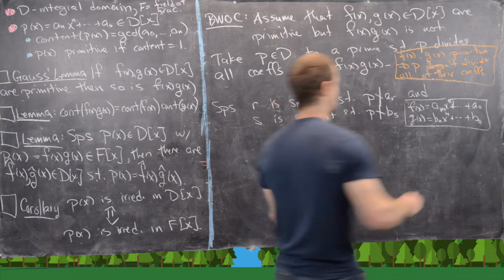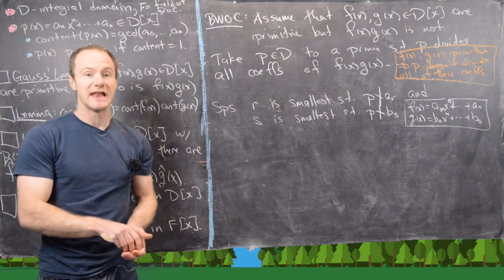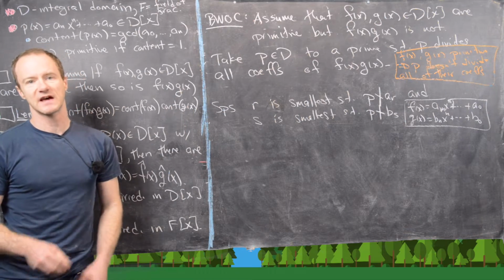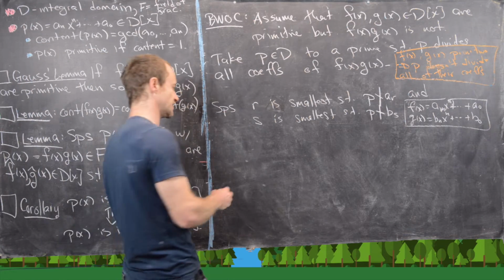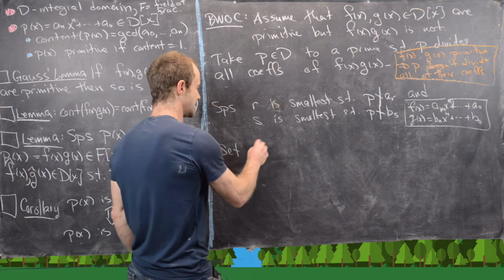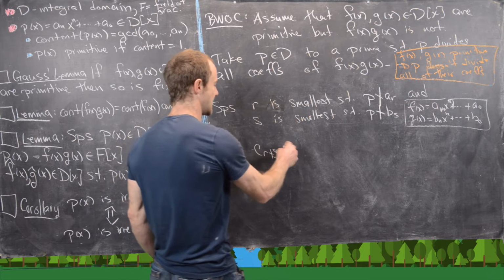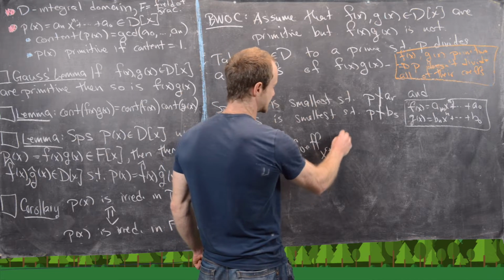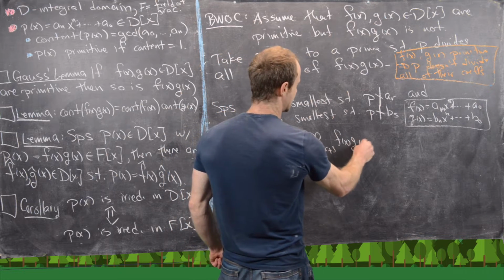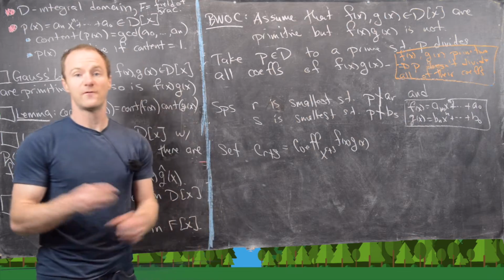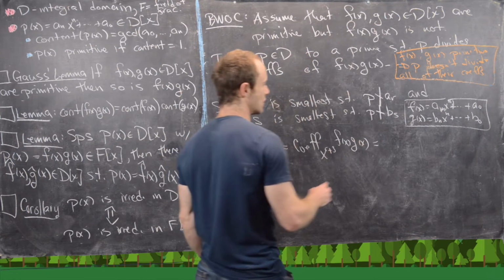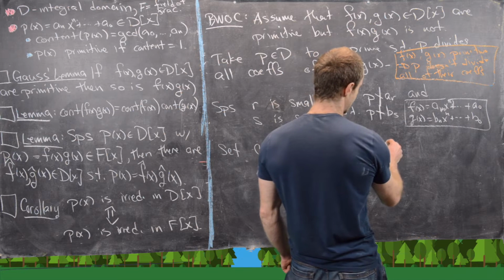So that's the notation that we're using here. Now we'll use the fact that P divides all of the coefficients of f times g in order to get a contradiction. So let's go ahead and set c_{r+s} equal to the coefficient of x^{r+s} in f(x) times g(x). So the formula for the product of two polynomials tells us that this coefficient is of the following form.